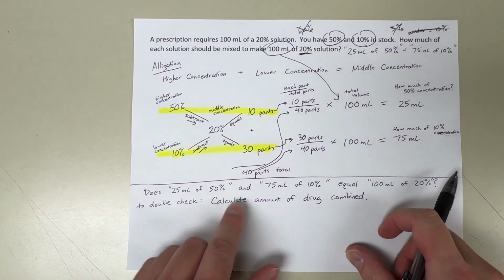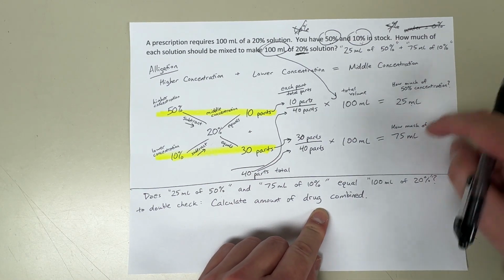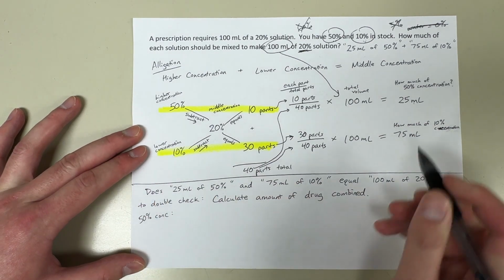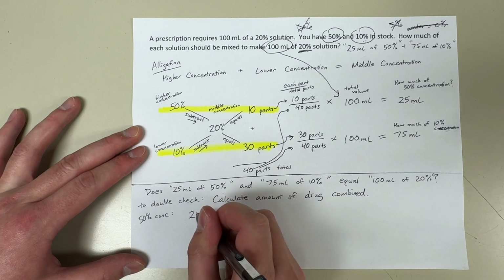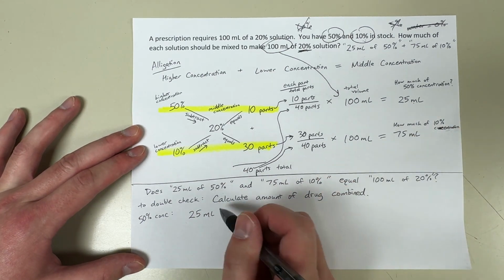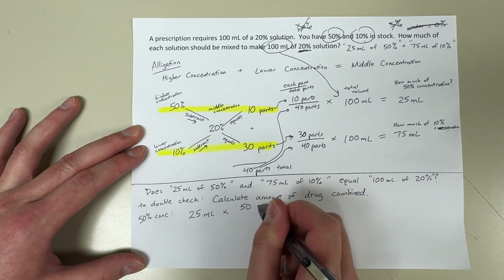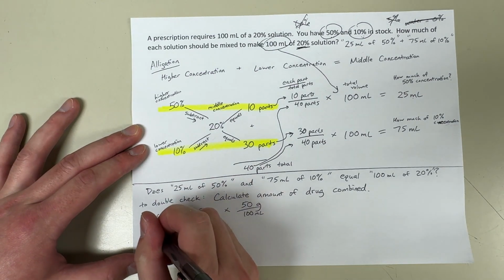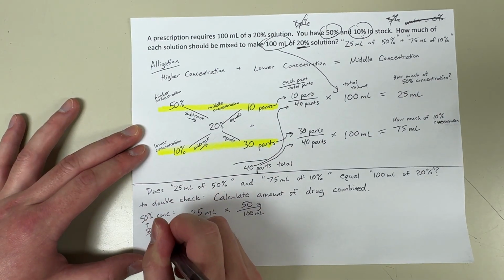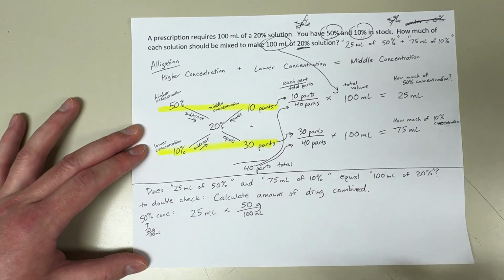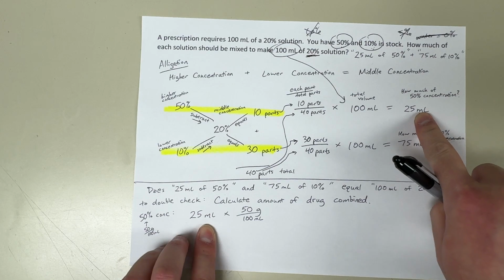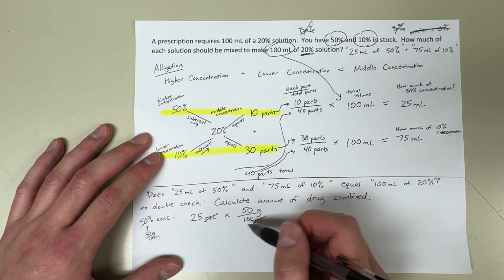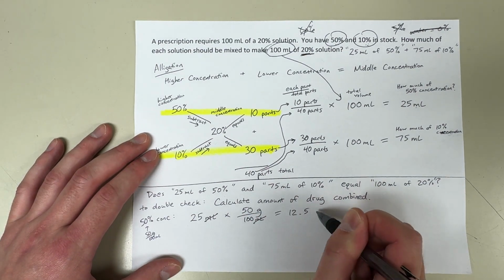So to do this, I'm going to calculate the amount of drug combined between these two. So for the 50% concentration, I have 25 milliliters, and then multiply that by the 50% concentration, which is 50 grams over 100 milliliters. That's what 50% means. 50% means 50 grams per 100 milliliters. That's how I got this number here, because I am using 25 milliliters of the 50%. So milliliters here cancel out milliliters here. And so when I solve for this, I get 12.5 grams.